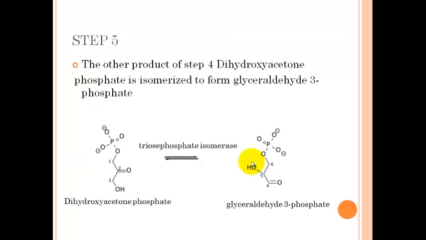The fifth reaction, dihydroxyacetone phosphate and glyceraldehyde 3 phosphate are isomers. So as I told before, only glyceraldehyde 3 phosphate can proceed immediately through glycolysis. So you need to convert dihydroxyacetone phosphate into glyceraldehyde 3 phosphate to go through glycolysis.